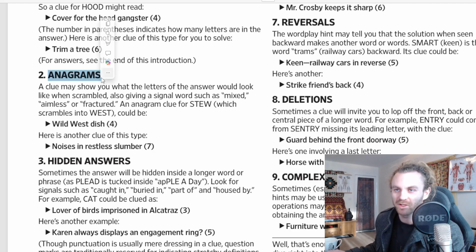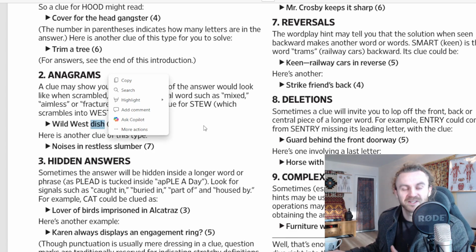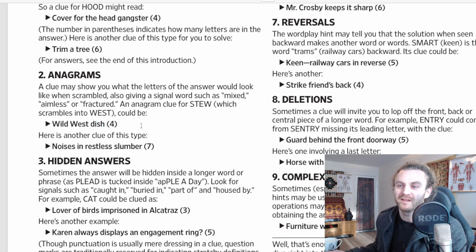But for example, this one, and I'll only give one away. The rest of them, well, actually, this one's already given away anyway. So anagrams is the one we're looking at. A clue may show you what the letters of the answer would look like when scrambled, also given a signal word such as mixed, aimless, or fractured. Anagram clue for stew, which scrambles into west, could be Wild West dish. So wild being the indicator, meaning kind of a bit all over, a bit out there, indicating that the word west, which is the fodder, is to be mixed up a little bit. And then dish is the definition, as stew is an example of a dish. So that's how that works.